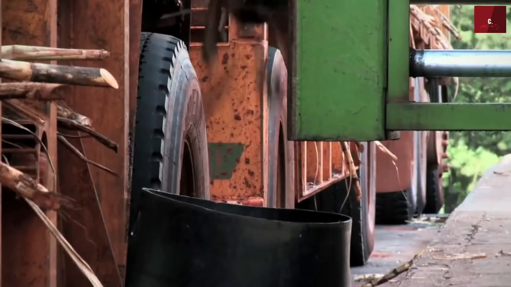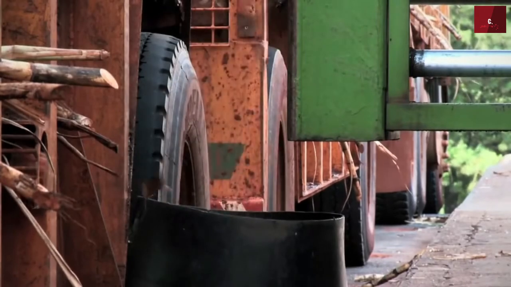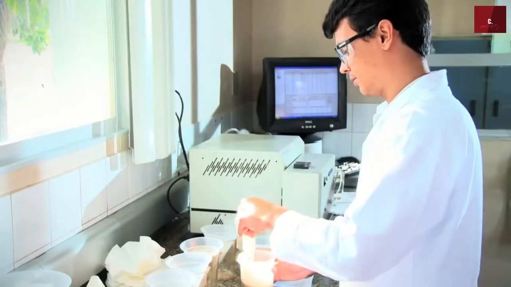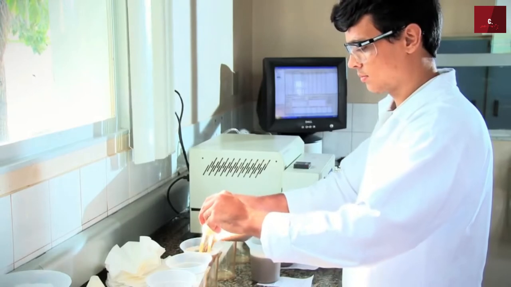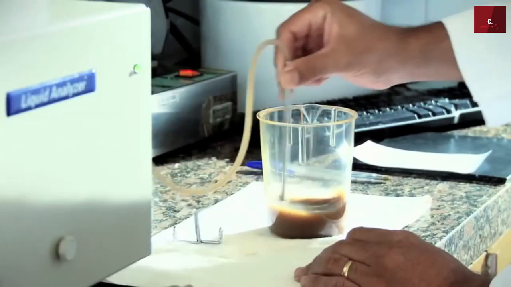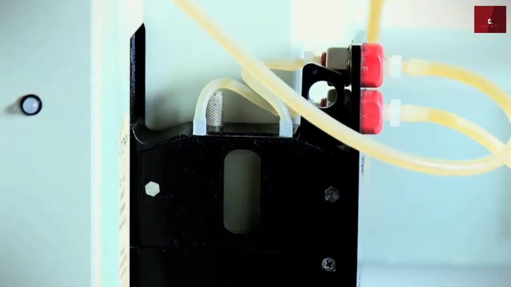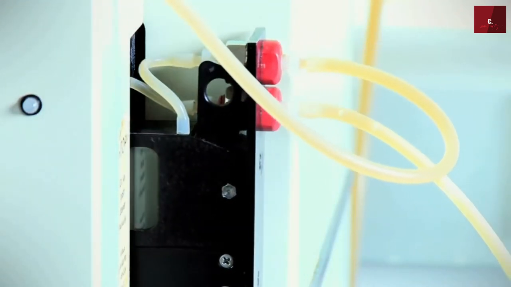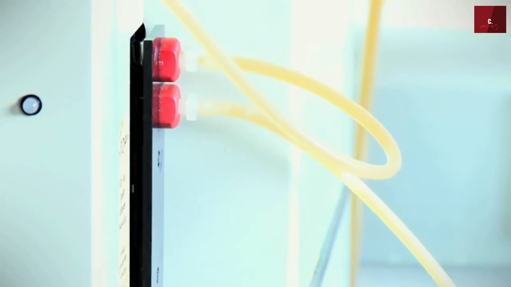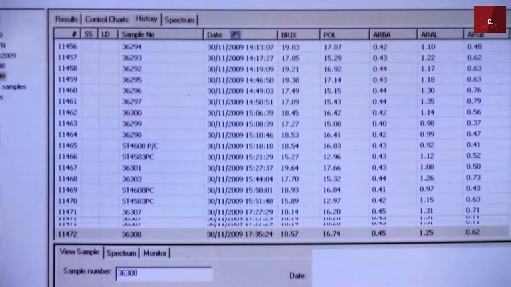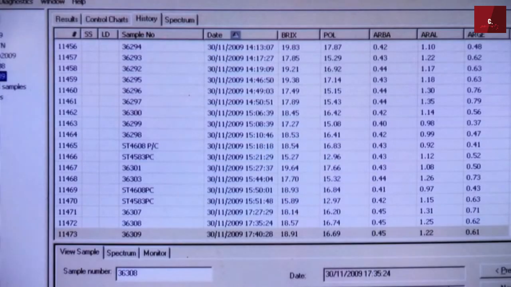At the mill, once the truck is weighed, a sample of cane is removed and analyzed in the lab. The sucrose content in the cane determines how the industrial process will be carried out. August and September are key months for the harvest in South Central Brazil, when sucrose levels can reach 150 kilos per ton of sugarcane.